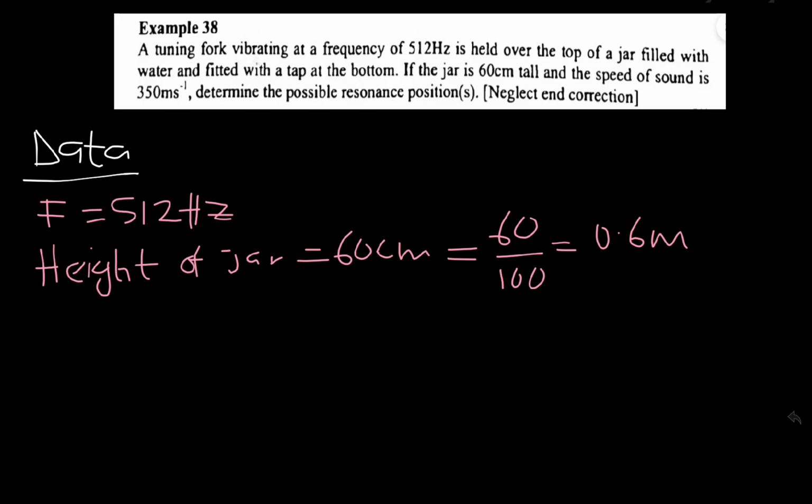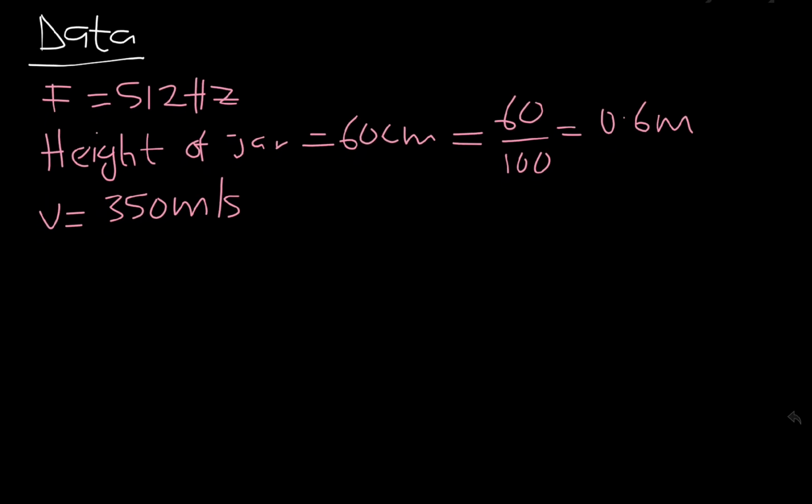And the speed of sound is 350 meters per second. Determine the possible resonance positions. Now, next is to write out our relations. Since we're given frequency and velocity, we need to first solve for wavelength.